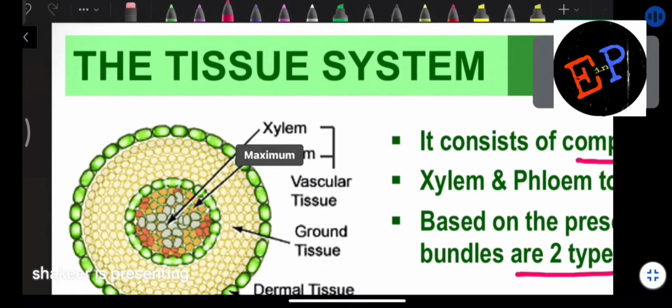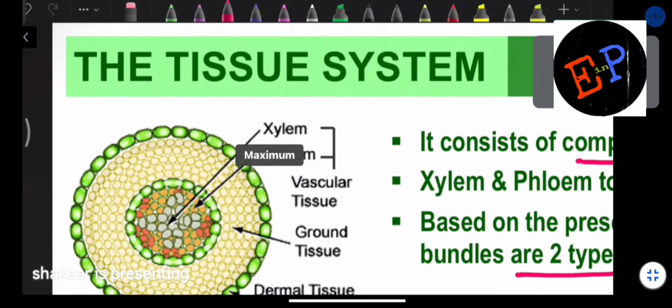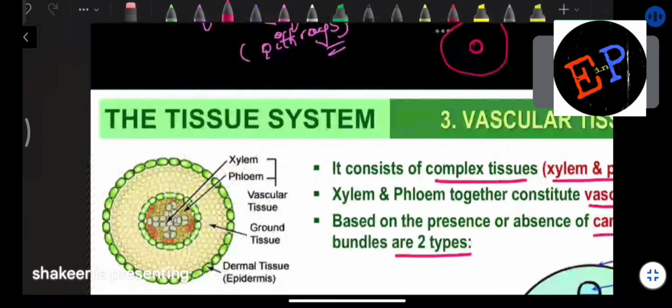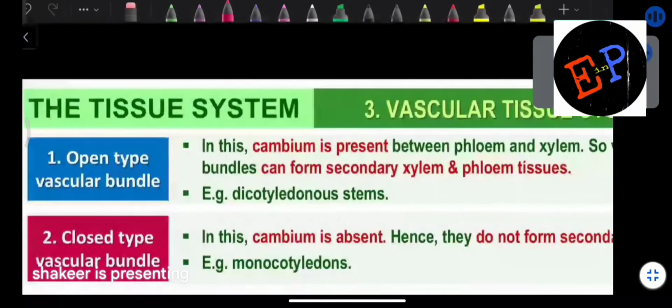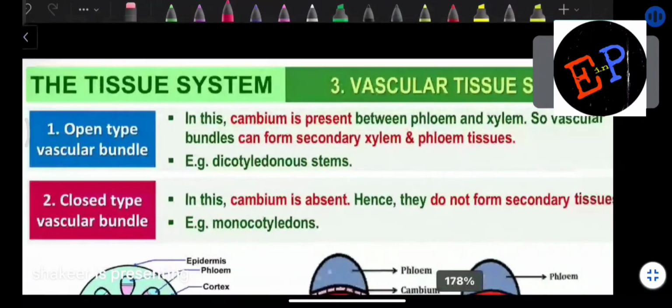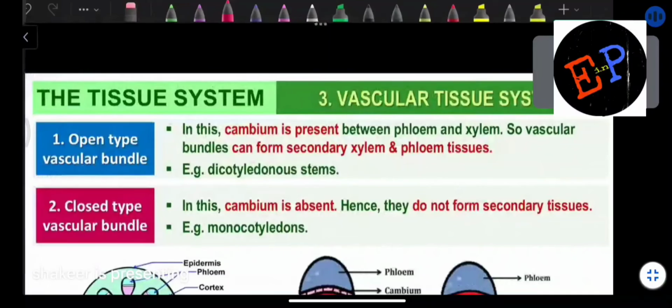And surrounding this vascular tissue you have ground tissues. And surrounding this ground tissue we have dermal tissues or epidermal tissues. Clear? That's it. Now let us see what is meant by open type of system and closed type of system. Clear? So, open type vascular bundle.